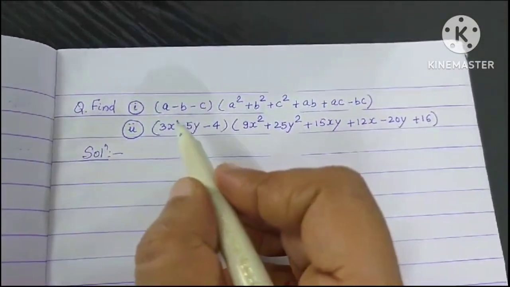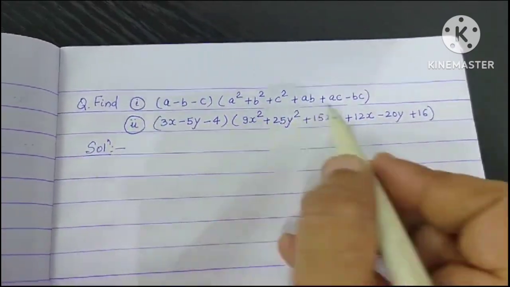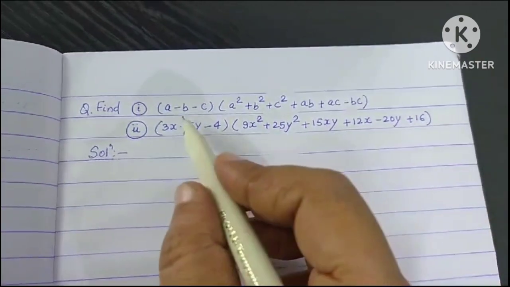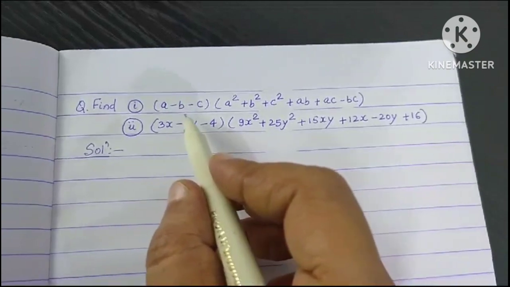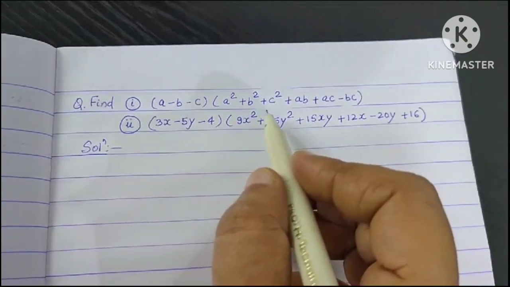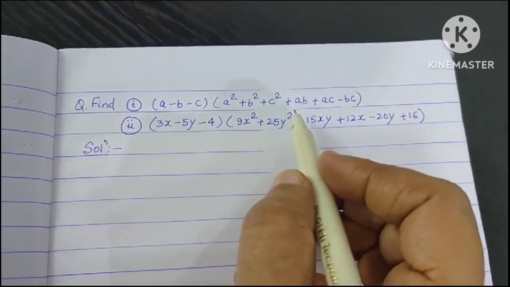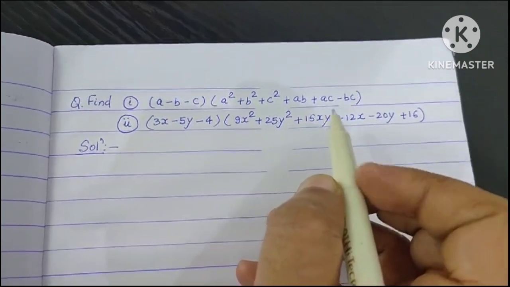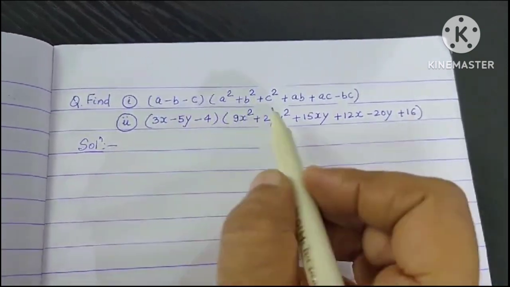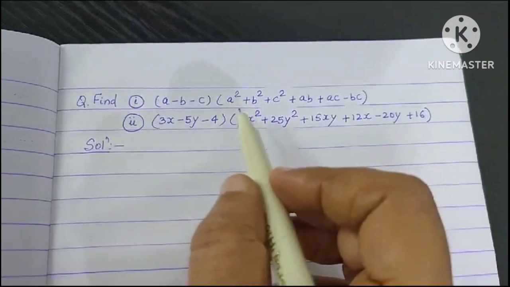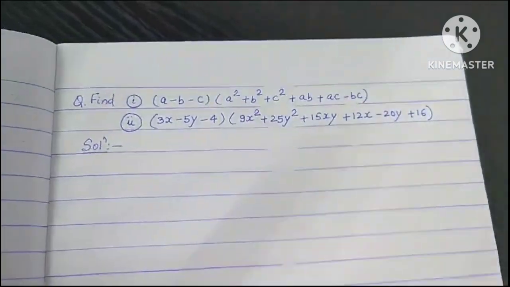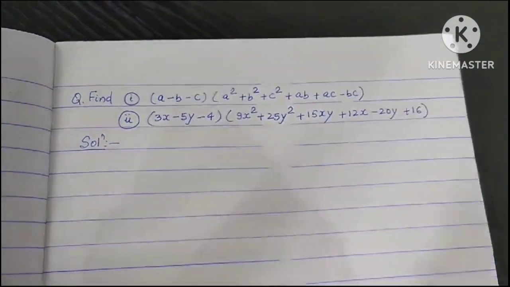Question number 1 is find a minus b minus c, and this one. So if you see, this is of the form x plus y plus z and x square plus y square plus z square minus xy minus yz minus zx. But the difference is that the signs of minus and plus are all changed. It is not directly written. So we have to find actually what the values of x, y and z are.